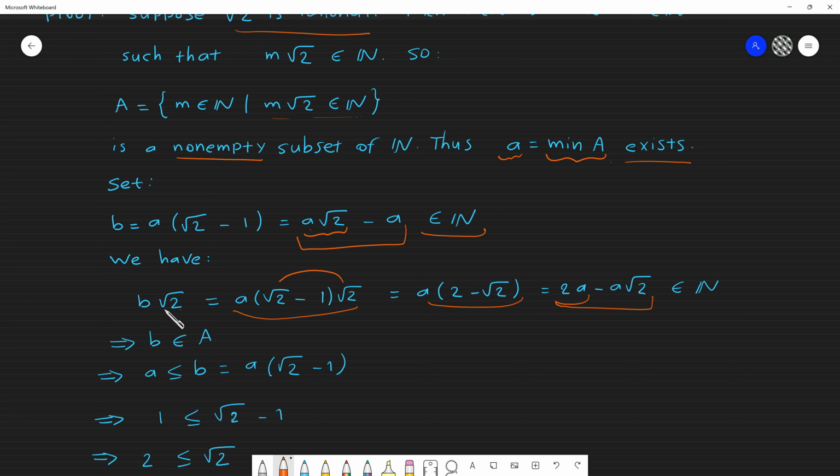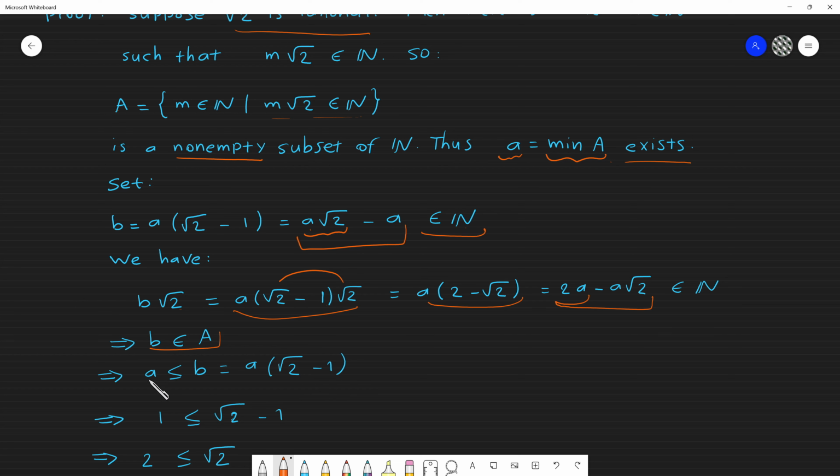Why? Because b times square root of 2 is in N, and we know that b is in N. So b is in A. This is proved. Now, because a is the minimum of A, a is less than or equal to b. But what is b? b is defined here: b equals a times (a times square root of 2 minus 1).